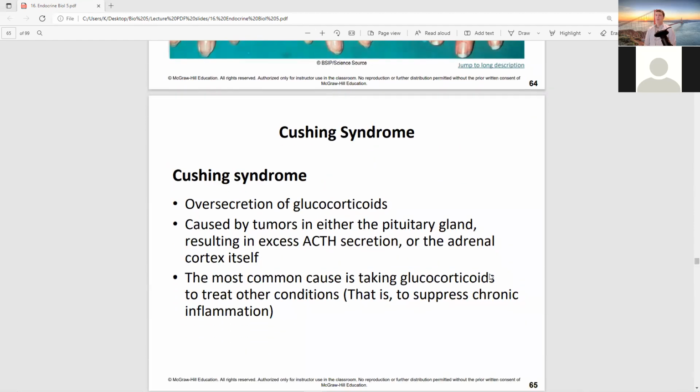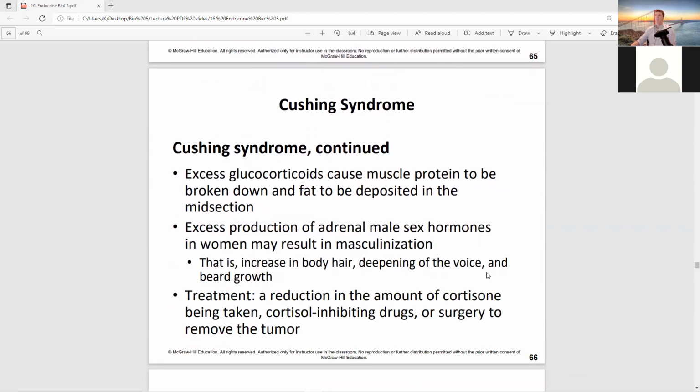Cushing syndrome is oversecretion of glucocorticoids caused by tumors in either the pituitary gland, resulting in excess ACTH secretion, or the adrenal cortex itself. The most common cause is taking glucocorticoids to treat other conditions, to suppress chronic inflammation. Excess glucocorticoids can cause muscle protein to be broken down and fat to be deposited in the midsection.